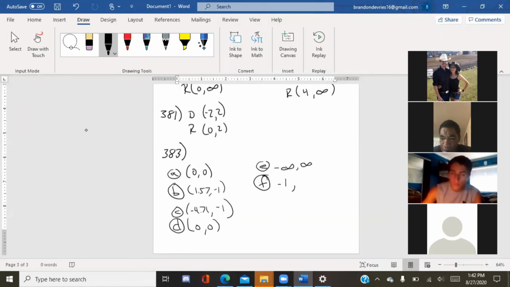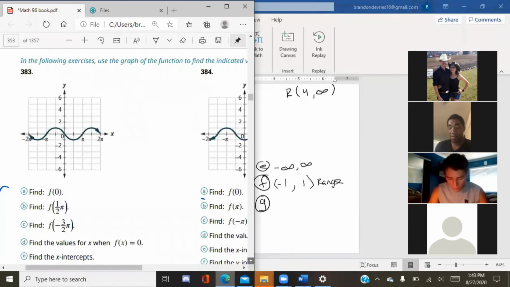Or let's just do negative 1, 1, right? Yeah. For a range. I'm going to write range here. And then G. But doesn't the y-intercept mean when it intercepts the y-axis? Yeah, and it's intercepting the y-axis all the way up to 1 because this is a 1 here on the y. And then it's a negative 1 on the y. So it's everything in between here it's intercepting. Okay. Because you got to look at it like this.